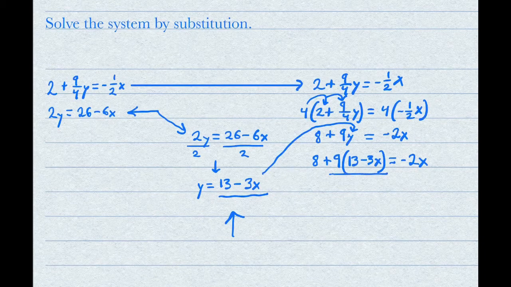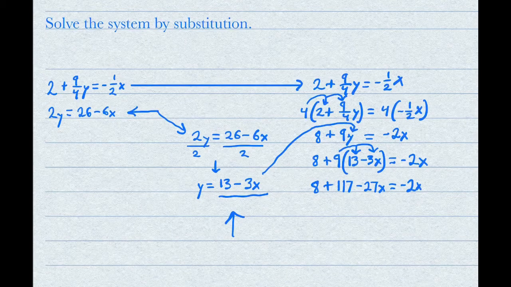Now you're going to simplify this part. You're going to distribute the 9 into the parentheses. On the next line, you'll bring down your 8 plus. 9 times 13 is 117. 9 times -3 is -27, and you keep the x. And then on the right side, bring down the -2x.